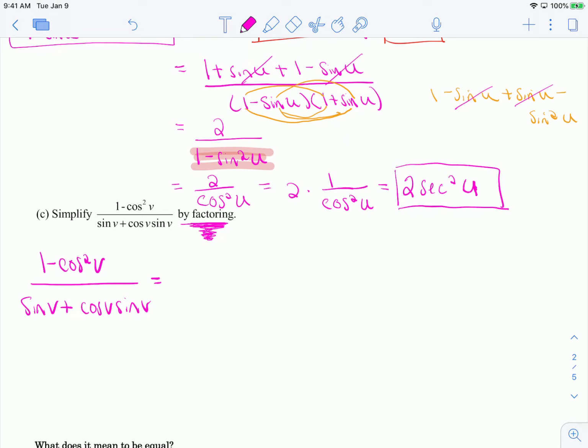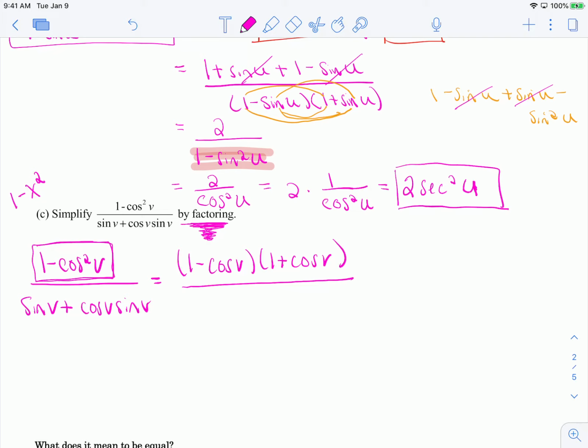So when I look at this piece, this numerator, that's a difference of squares. Okay, so to bring you back to your algebra days, like if I had this, that's a difference of squares. And how that can be factored is 1 minus cosine times 1 plus cosine. And so if you're looking at that and you're like, what did she just do? You're going to want to go into Desire to Learn and look at the difference of squares factoring video.